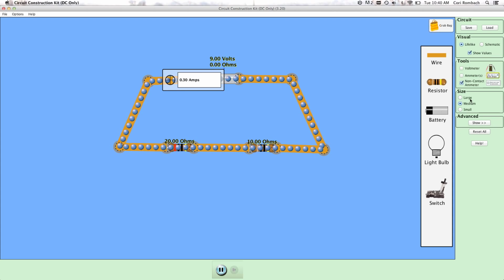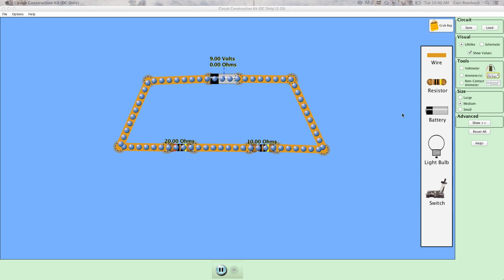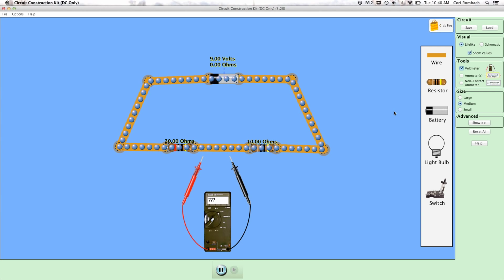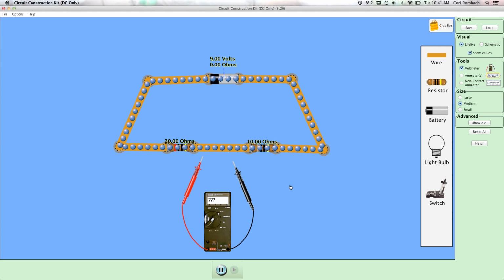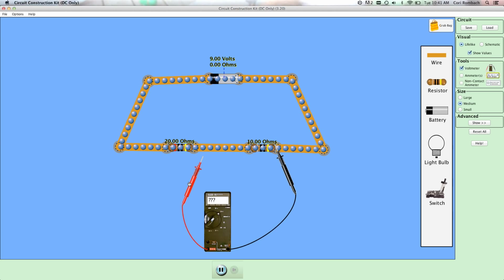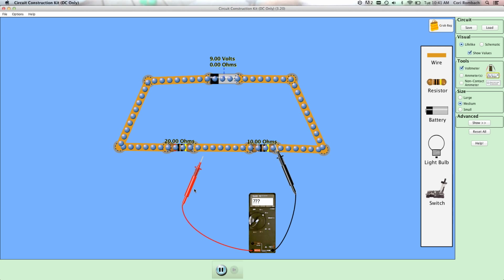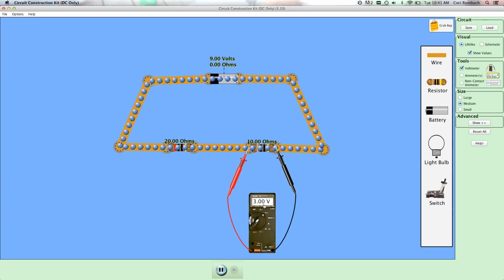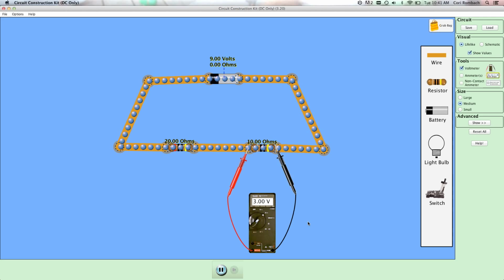Number 6 and 7 are concerned again with the voltage drops across the resistors. So I'm going to return my voltmeter to the screen. And number 6 first wants to know about the 10 ohm resistor. So if I move my pieces to either side here, I can see that the 10 ohm resistor gives a reading of 3.00 volts. So number 6 will be 3 volts.